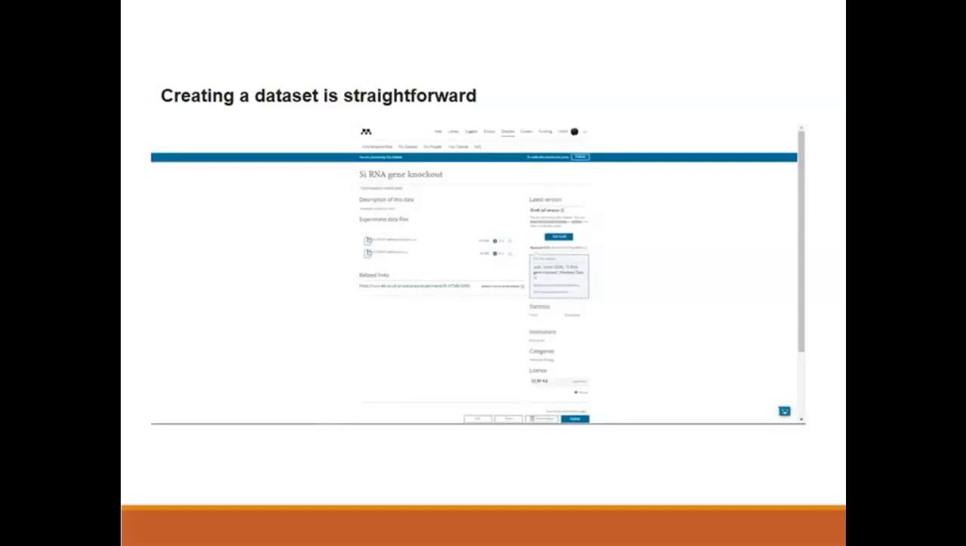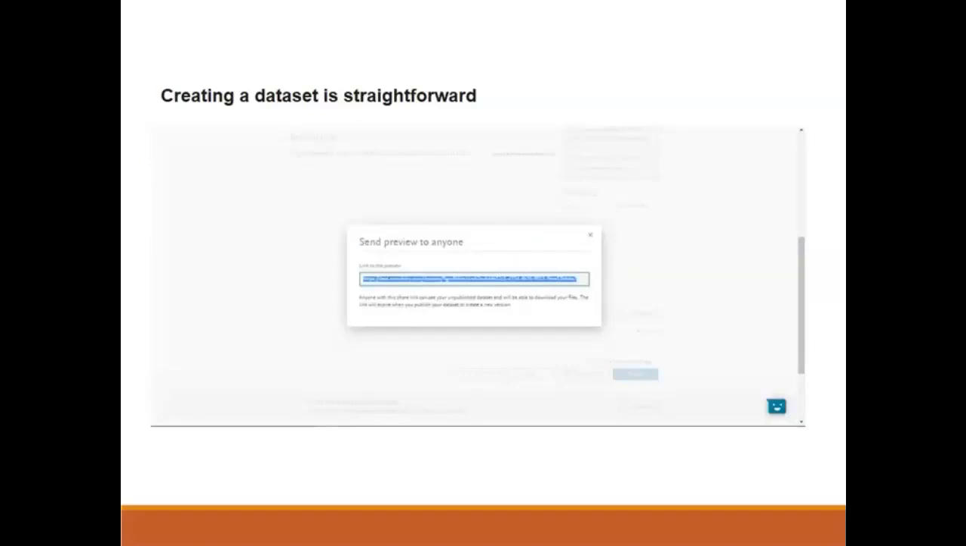So once I have actually filled in that information, I have my created data set, and it looks as such. Now, I have a couple options. I can either continue adding files, I can add more metadata if I'd like, or I could also share it with someone else. By sending a preview or sharing it, I can send this to anybody, and anybody with the link will be able to see this draft data set.